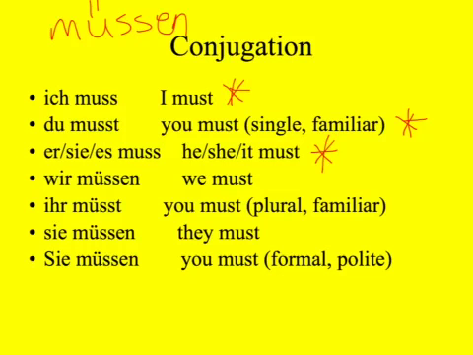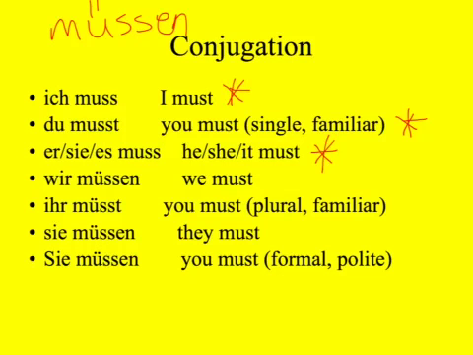So wir müssen, ihr, which is the plural you, like we use if we want to be really bad in English, ihr müsst, and then the two z's at the end, sie müssen for they must, and sie müssen for you must, if you're being formal or polite.